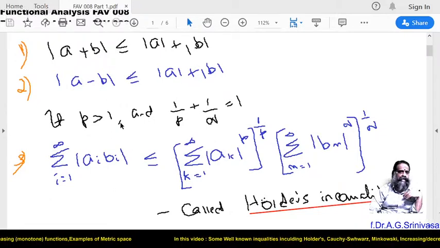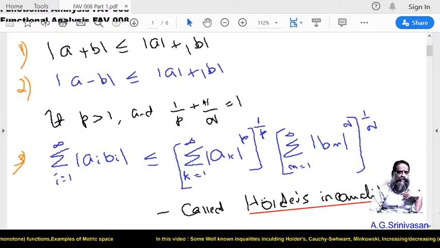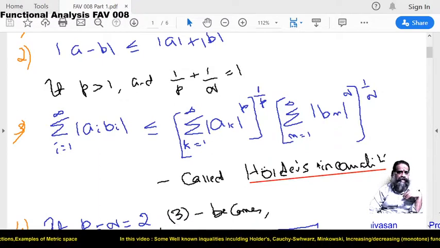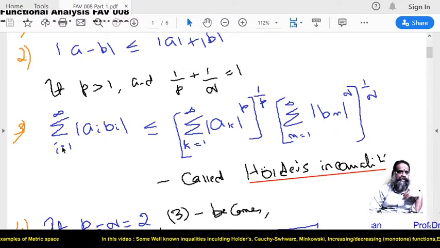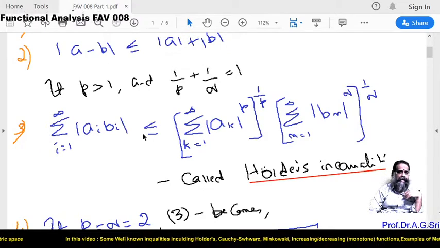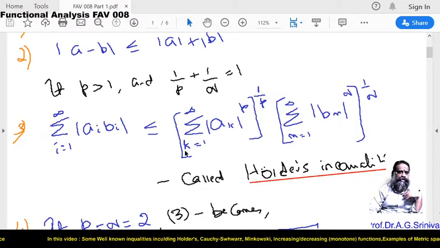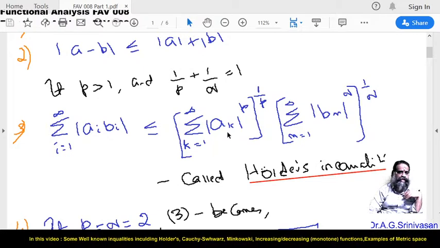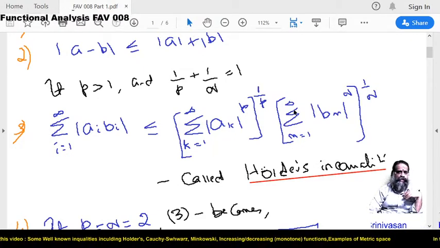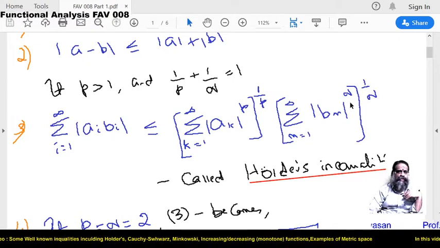If P is greater than 1 and 1 by P plus 1 by Q is equal to 1, Holder's inequality states that sigma I equal to 1 to infinity, modulus AI BI is less than or equal to sigma K equal to 1 to infinity AK power P, whole power 1 by P, plus sigma M equal to 1 to infinity BM power Q, whole power 1 by Q.